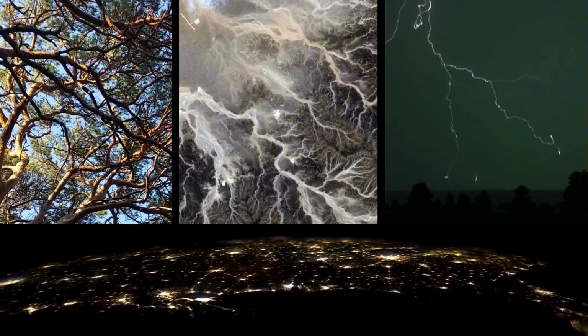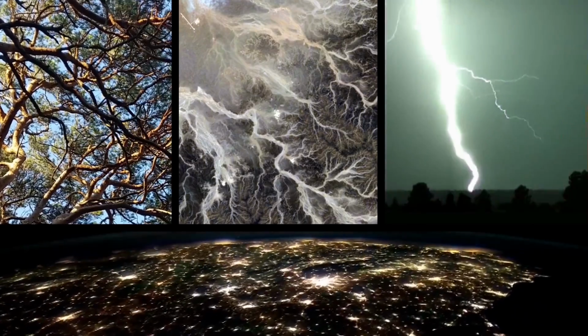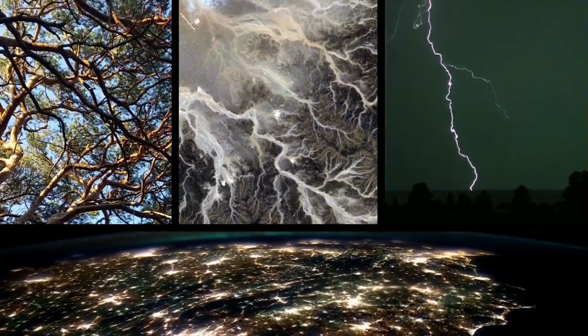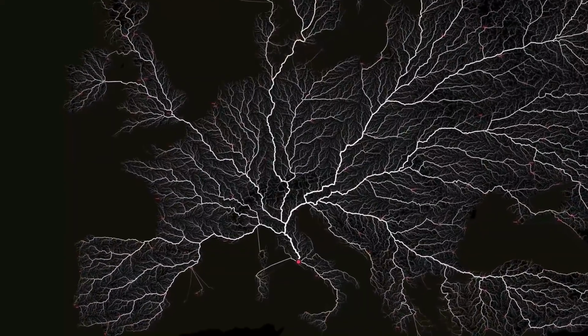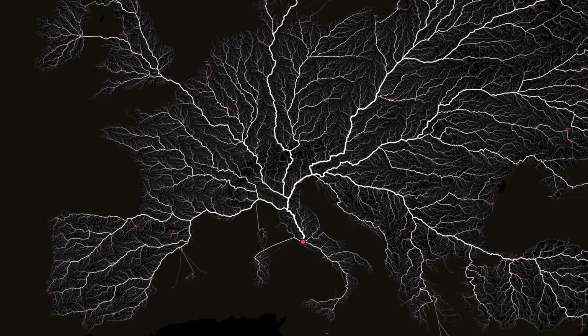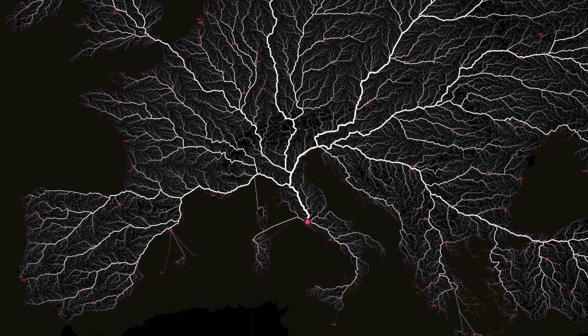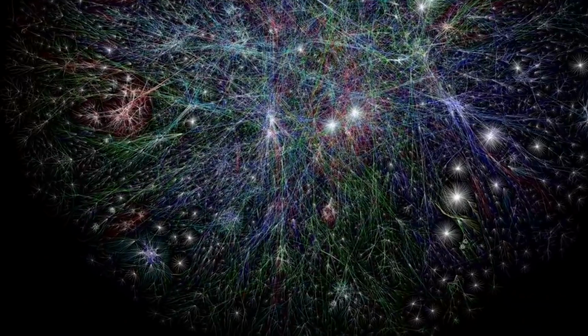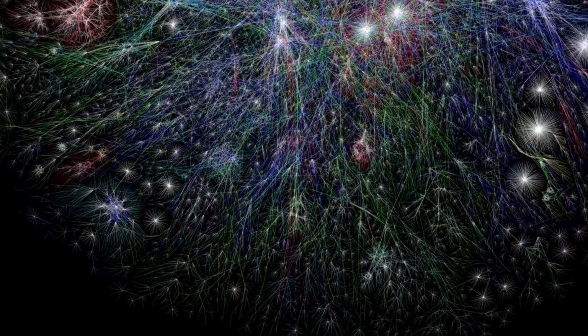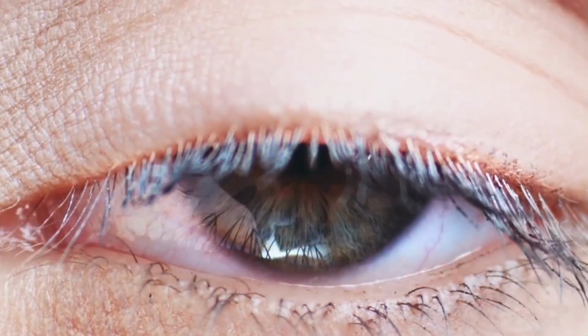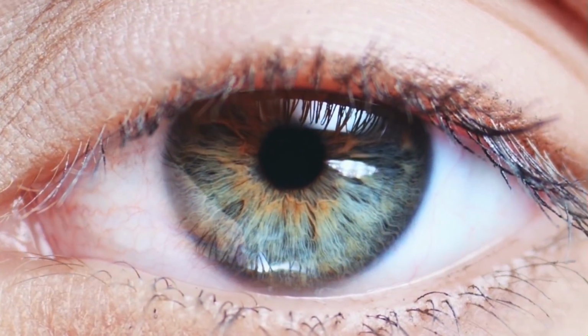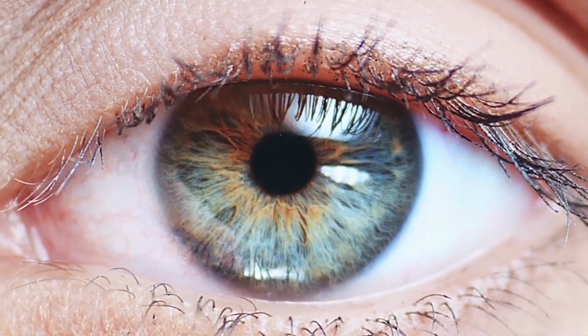But also man-made structures organize themselves into fractal patterns without us actually planning them this way. Here is a map of all the roads leading to Rome, and a map of the internet. It's especially fascinating that even your own body shows many fractal characteristics.